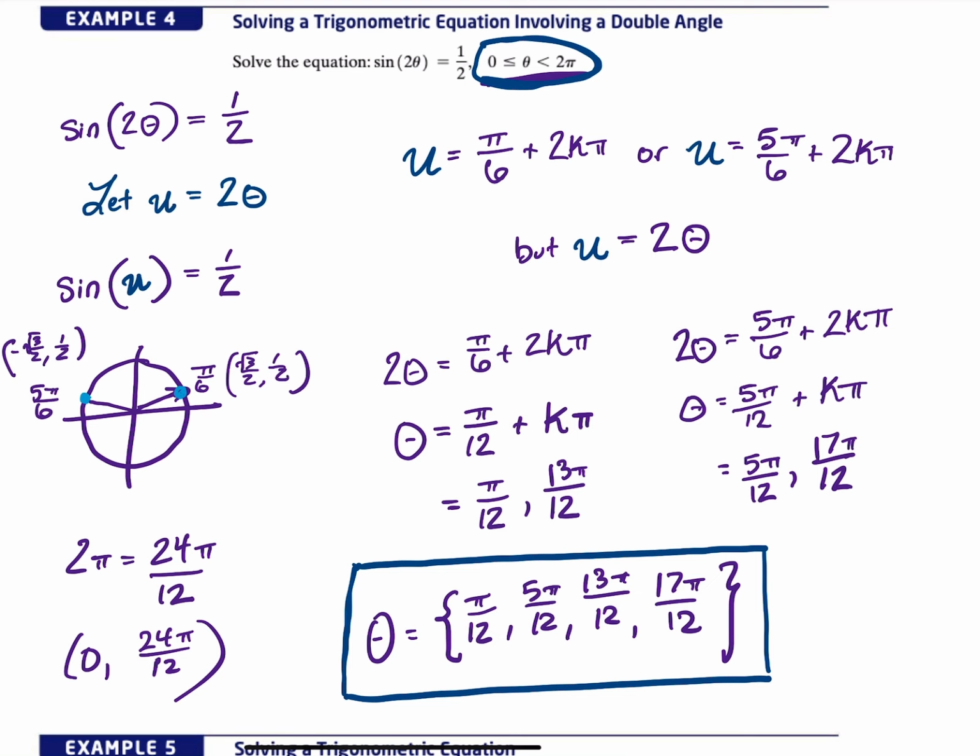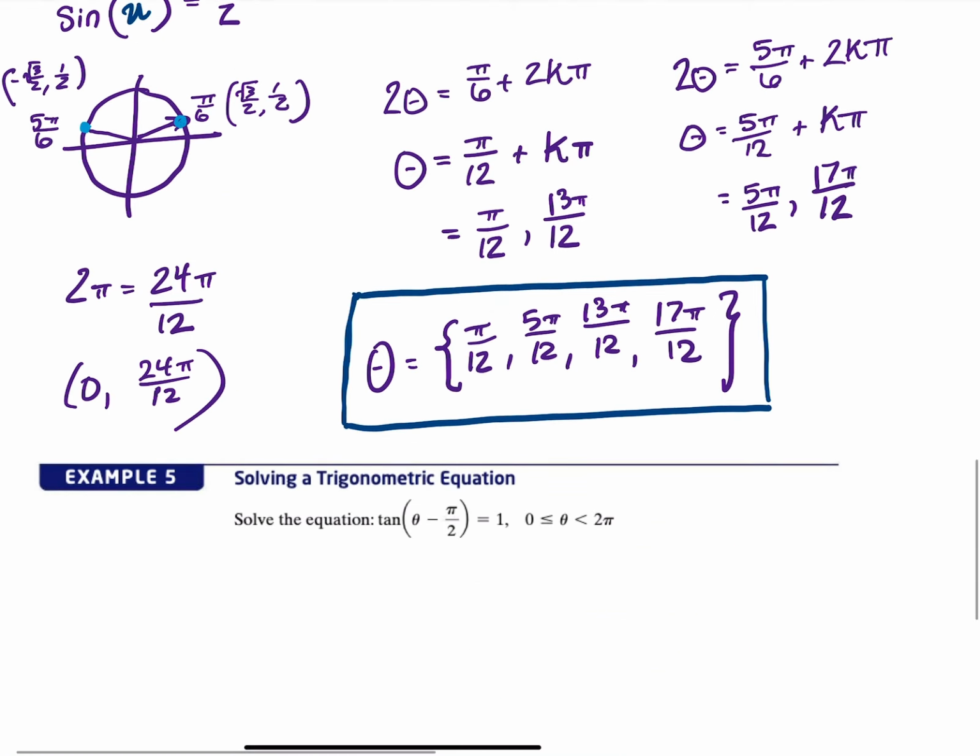So let's see, I think we get another example here. Yeah, let's look at another one. So notice we have that same situation. We have the tangent of theta minus pi over 2 equals 1. And theta will be between 0 and 2 pi. So we have something more complicated than just theta. If this was just the tangent of theta equals 1, we can list out where that's true around the unit circle.